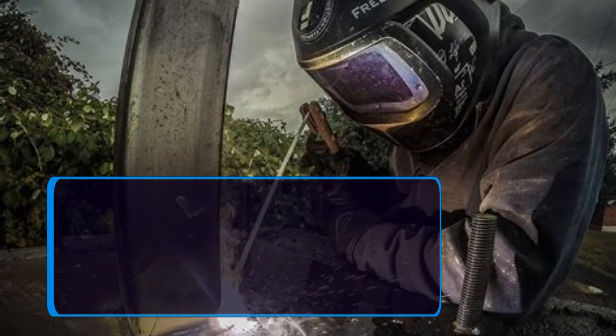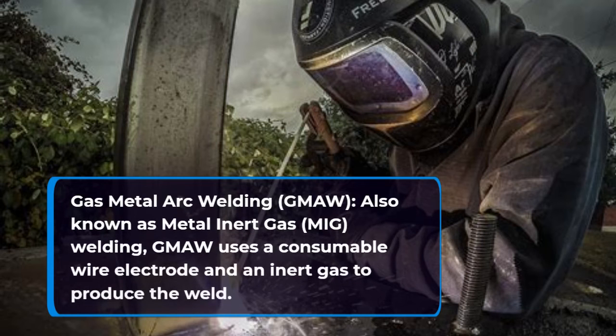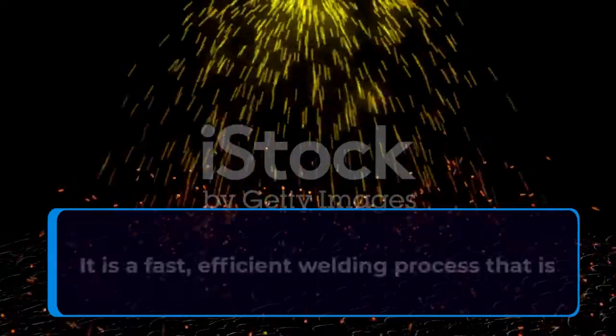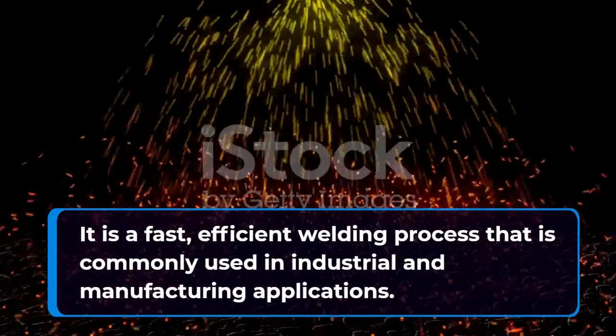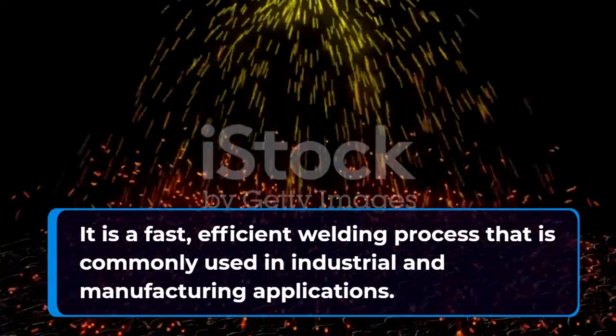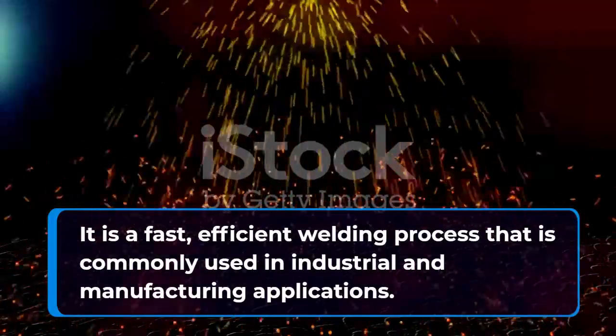Gas metal arc welding, GMAW, also known as metal inert gas, MIG, welding. GMAW uses a consumable wire electrode and an inert gas to produce the weld. It is a fast, efficient welding process that is commonly used in industrial and manufacturing applications.